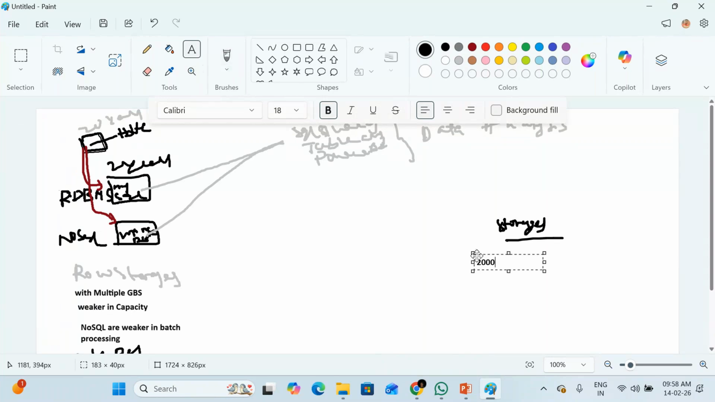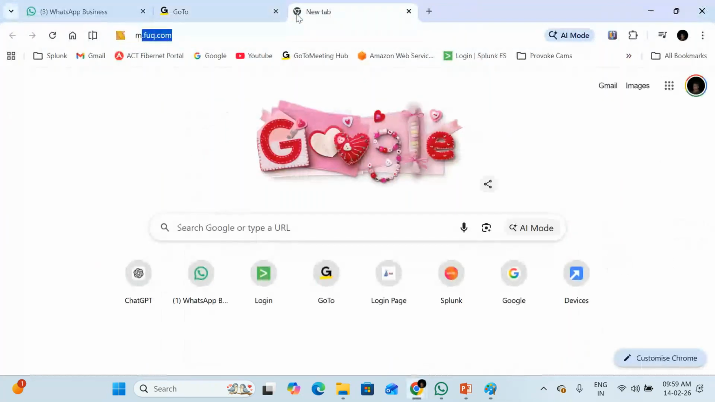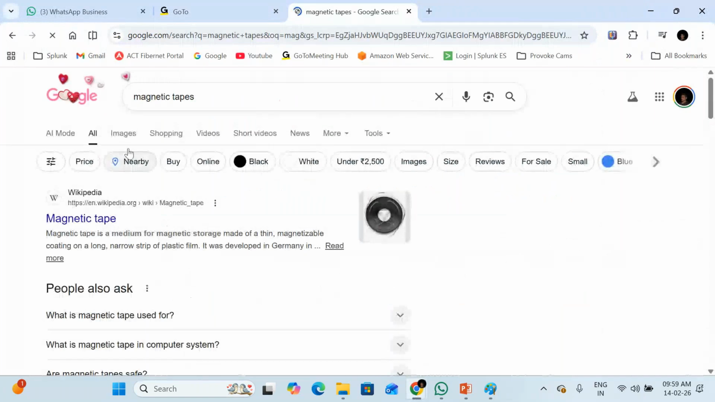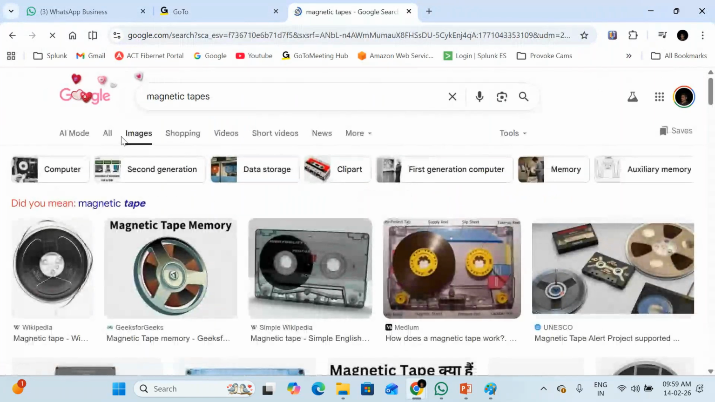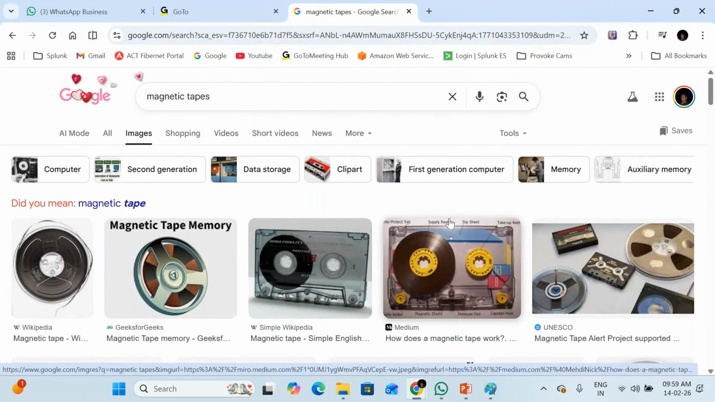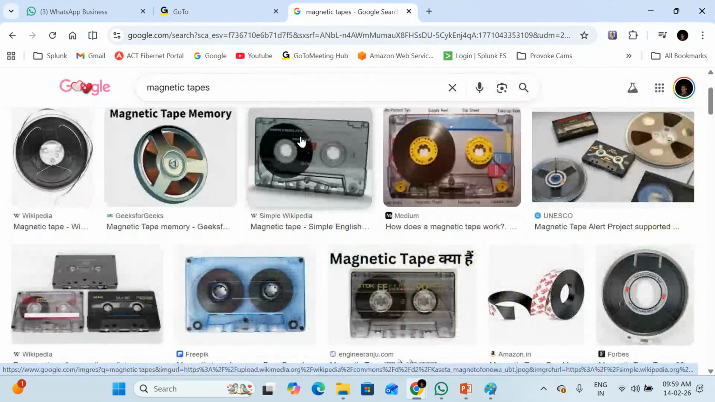So what happened in the 2000s? In the 2000s, they used to store the data on magnetic tapes. Did you hear about magnetic tapes anytime? You didn't hear about them? Magnetic tapes. Reels, cassettes. They used to store the data in these tapes in the 2000s.